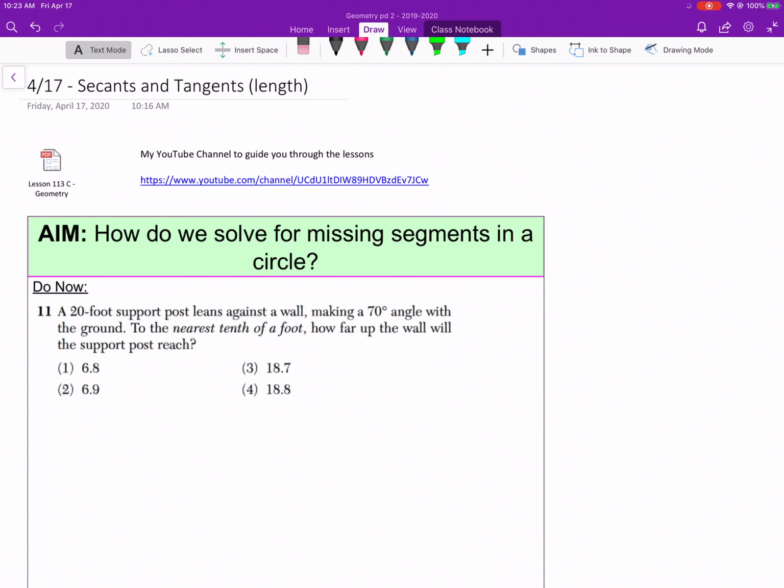Good morning, guys. Welcome to today's lesson, April 17th, secants and tangents, and we're finding the length, more specifically, with those segments. Our do now.